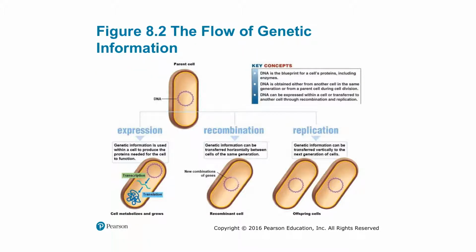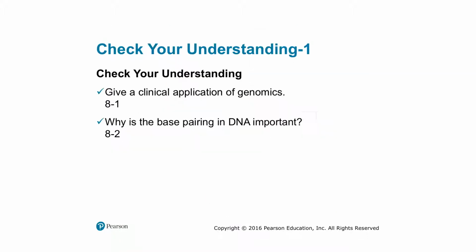In bacteria, we have some different things going on. So we can have the expression, so the genetic information is used within a cell to produce the proteins needed for the cell function. We can also have recombination, where it can be transferred horizontally between cells of the same generation. And so we'll talk about horizontal gene transfer, which is a little bit different here. And then we can also replicate it, the same way that humans replicate in mitosis.